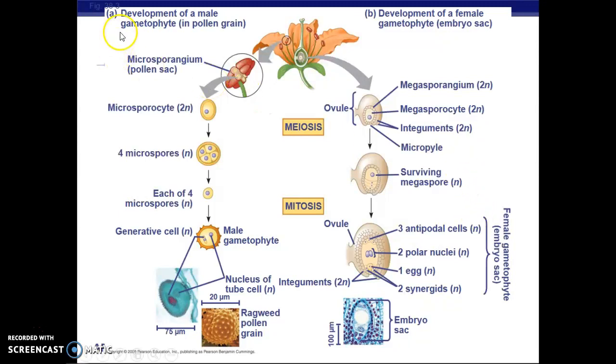They develop in the microsporangium and the megasporangium respectively, and at the end, after meiotic division and multiple mitotic divisions, we have the male gametophyte, which has two cells and 3 nuclei, and the female gametophyte, which has 7 cells but 8 nuclei.